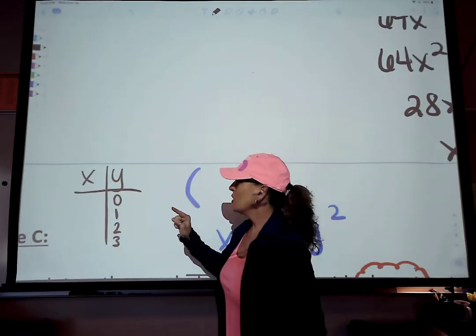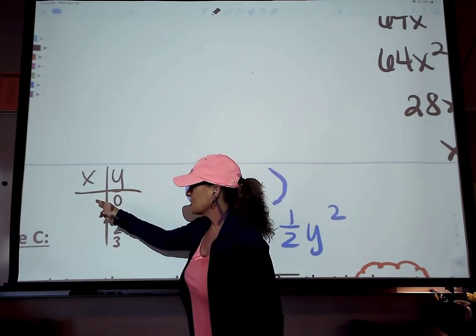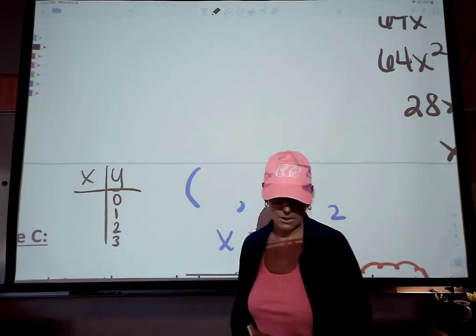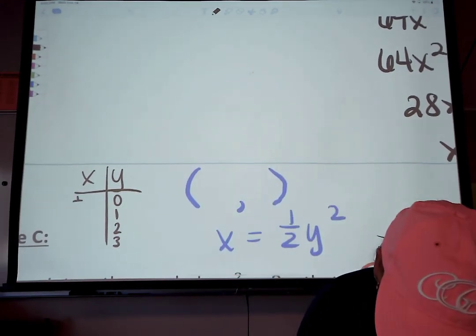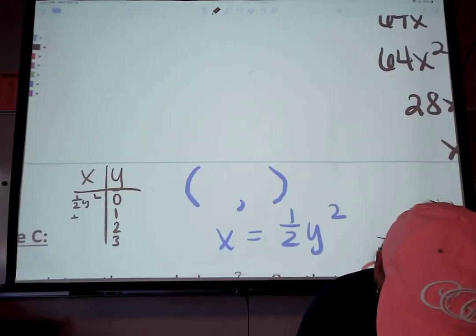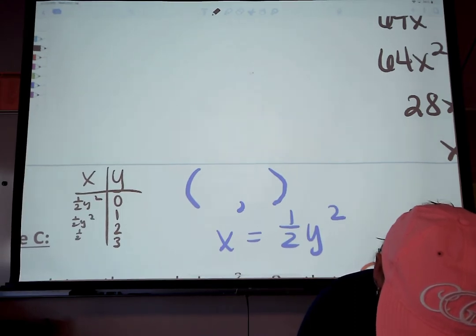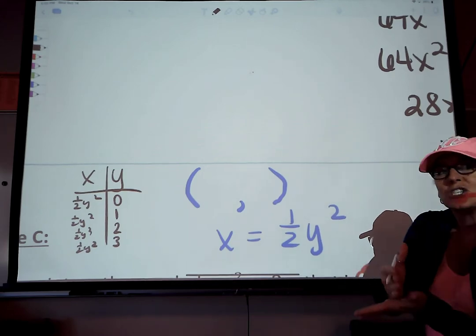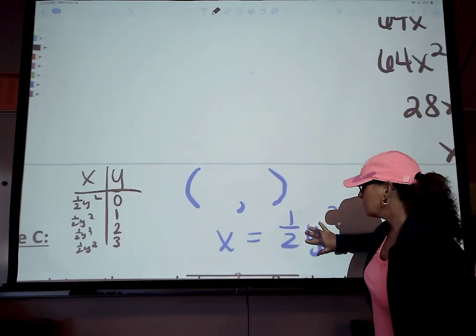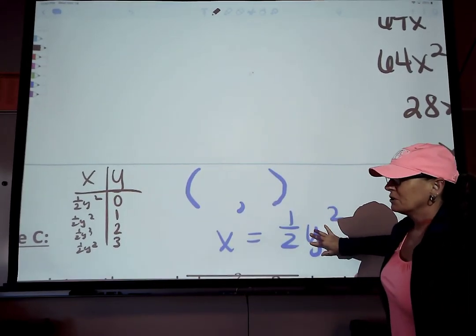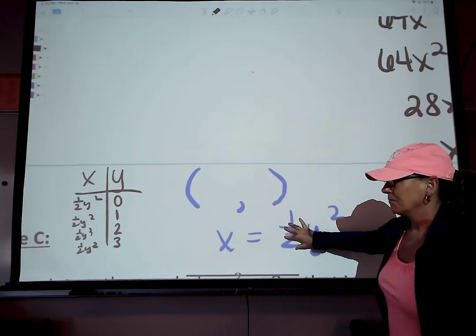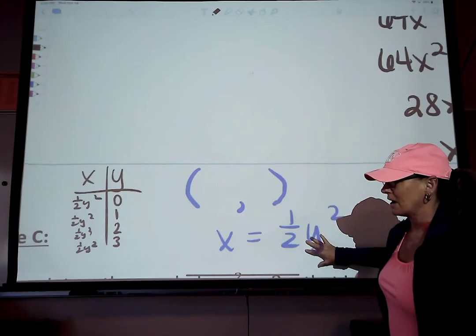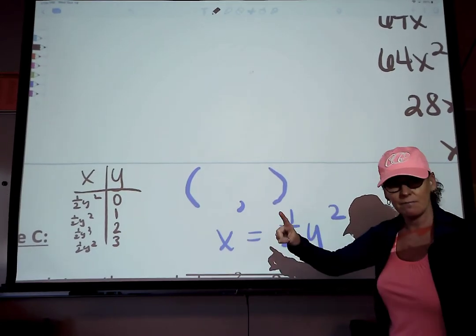Do you know what you would do to each of these numbers to get your x that goes with it? You would do 1/2 y squared. That's what you would do to each number you plugged in. Whatever you plugged in, you would square it and multiply it by half. Plug in 0, square it, multiply it by half. Plug in 1, square it, multiply it by half. Plug in 2, square it, right?